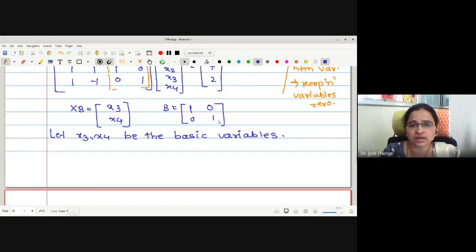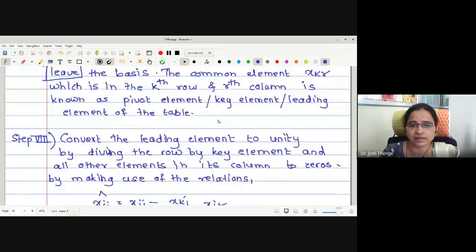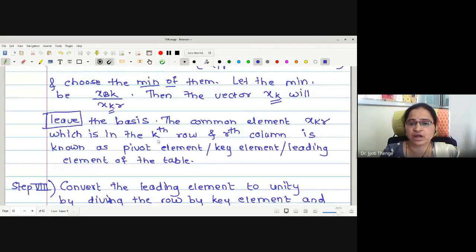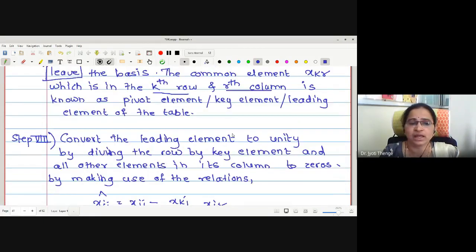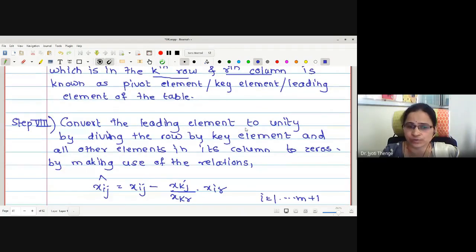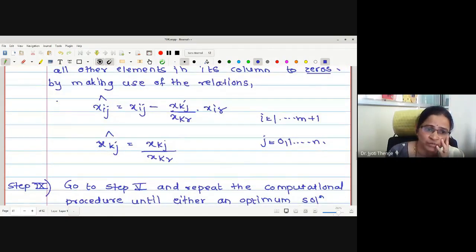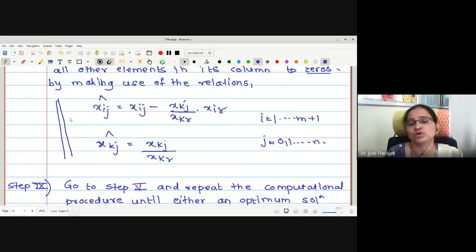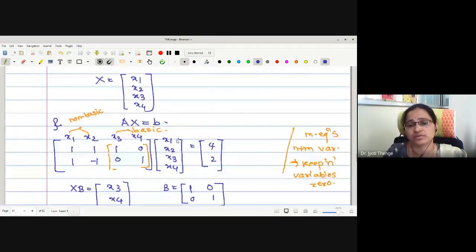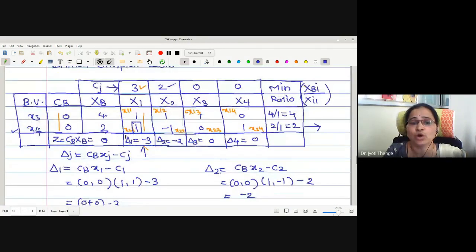Okay, what does the next step tell us? Whenever we find the key element, xkr, which is in the kth row and rth column, will be the pivot element. Next is to convert the leading element to unity and the other elements in the column to 0. Now see, here we are not using the formulas. We are going to use row operations because it's somewhat difficult to remember these formulas. Instead of using these formulas, we will just use row operations to convert this element to unity and the remaining elements in the column to 0.